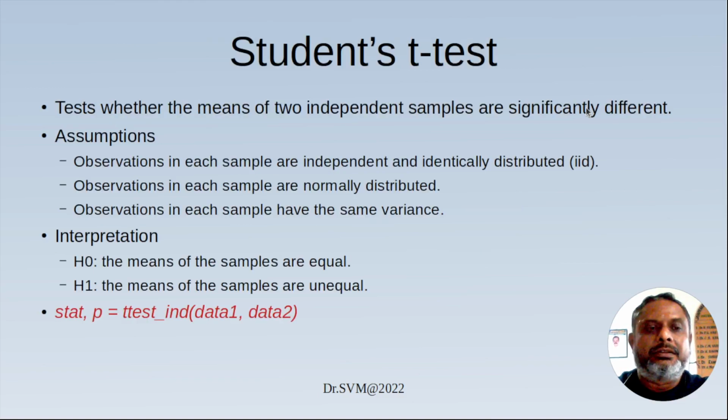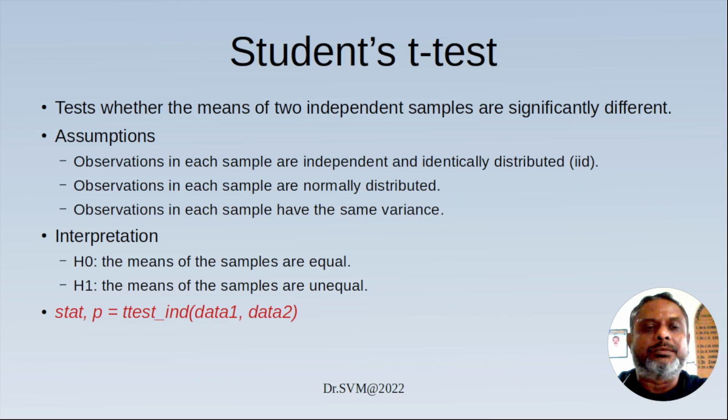Students t-test. This tests whether the means of two independent samples are significantly different. So we have two samples and the two samples are independent, and we just want to see whether the two means are same or different. Of course, we do need to observe some assumptions.